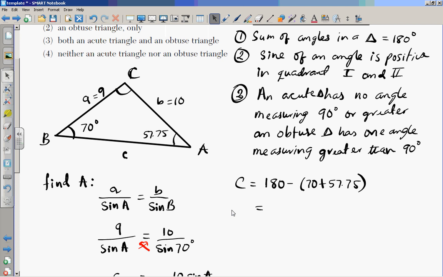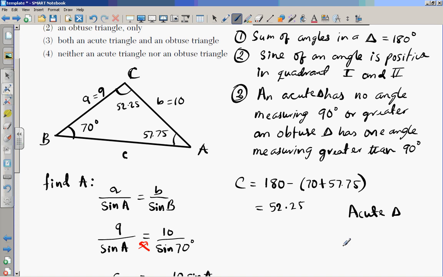So 52.25. So using our first result, what do we notice here? All the angles are less than 90 degrees. So this is an acute triangle. So it could be an acute triangle, right? So this is a possible answer.